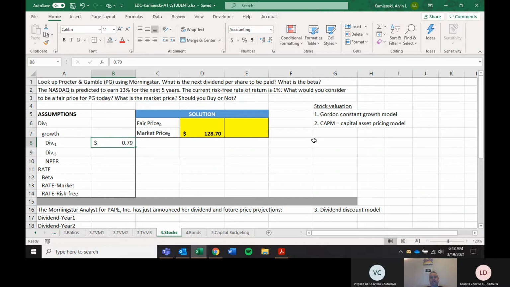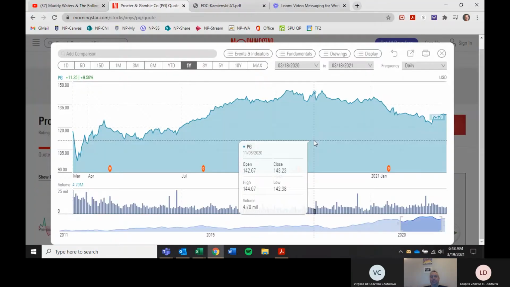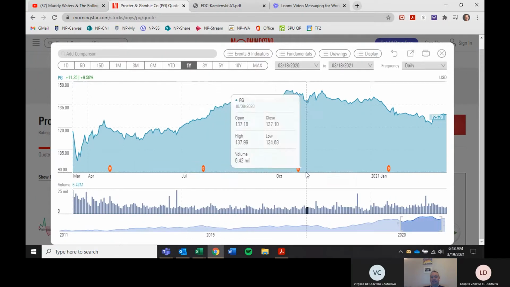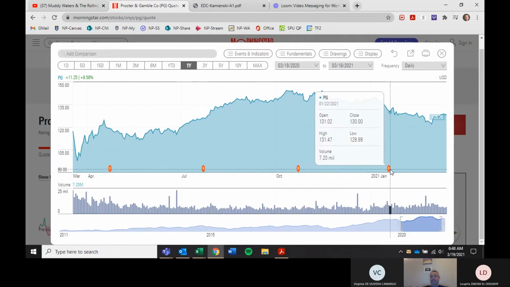But what did you notice about the dividend that it just paid? It paid a 79-cent dividend. How often? Go back to our chart. How many times a year does it pay a dividend? 4 different times a year.